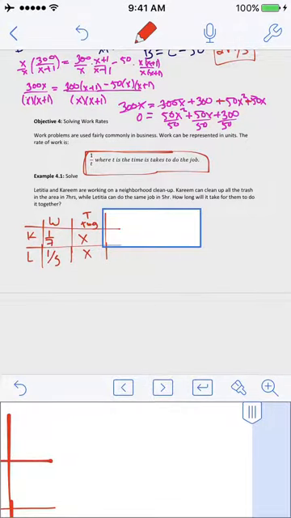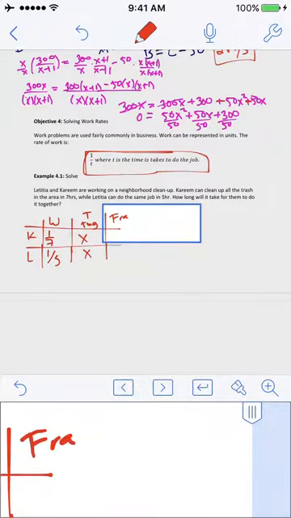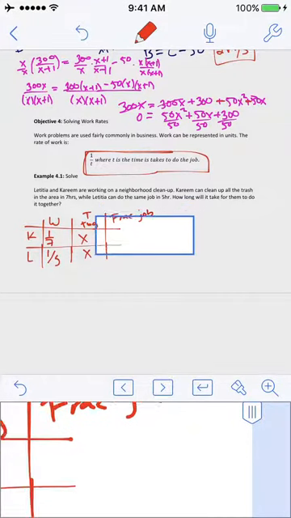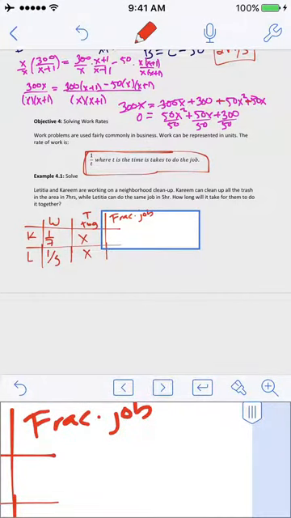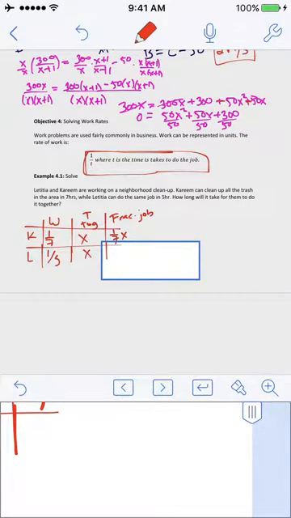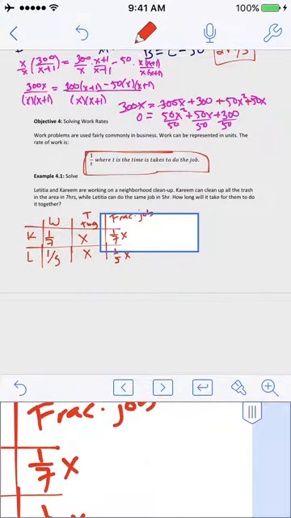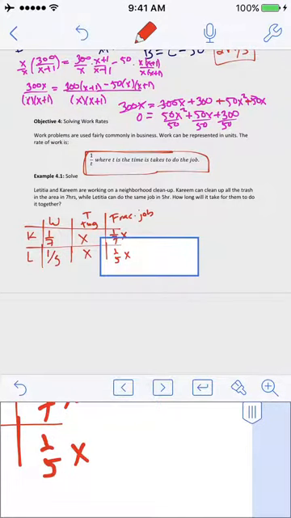Therefore, the fractional part of the job that Kareem does is going to be his work rate times that time they work together. And the part that Letitia does is going to be her work rate times the time together. So that's how we get this fractional part of the job done, right? Kareem's going to do 1/7 of the job, Letitia's going to do 1/5 of the job, and then times the time they work together, that's going to be the whole job.